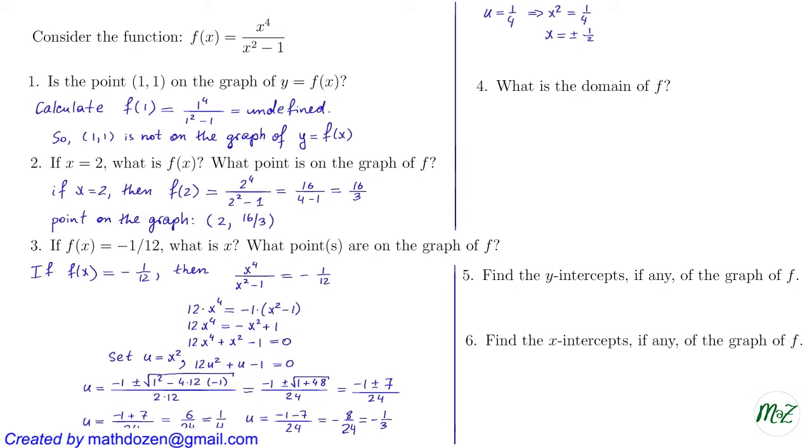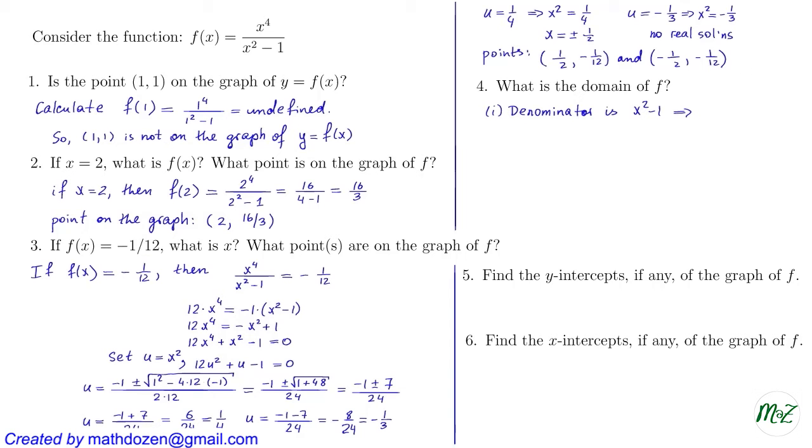Continuing on, if u is equal to 1/4, then x squared is equal to 1/4, so x is equal to positive or negative 1/2. And if u is equal to negative 1/3, then x squared is equal to negative 1/3, and there are no real solutions in that case. So if f of x is equal to negative 12, then there are 2 points that correspond to that y coordinate. The points on the graph are (1/2, -12) and another point (-1/2, -12).